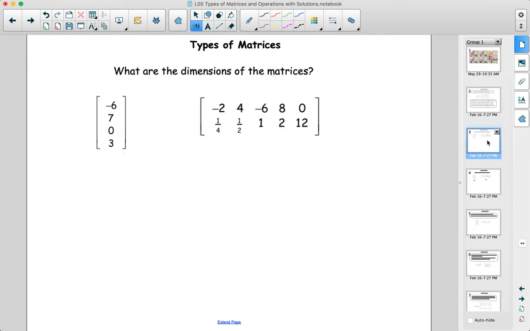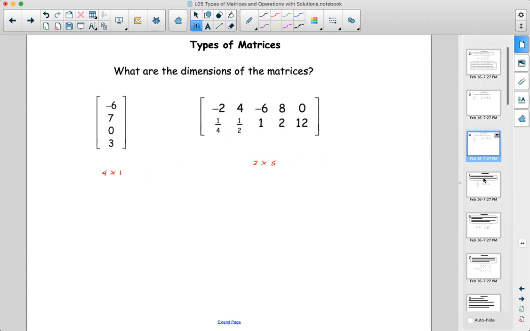So, something simple. What are the dimensions of these matrices? First time to ponder, pause. All right, resuming. This probably wasn't too terribly difficult. You just have to remember rows first. 4 rows by 1 column, 2 rows by 5 columns. So 4 by 1 and 2 by 5.